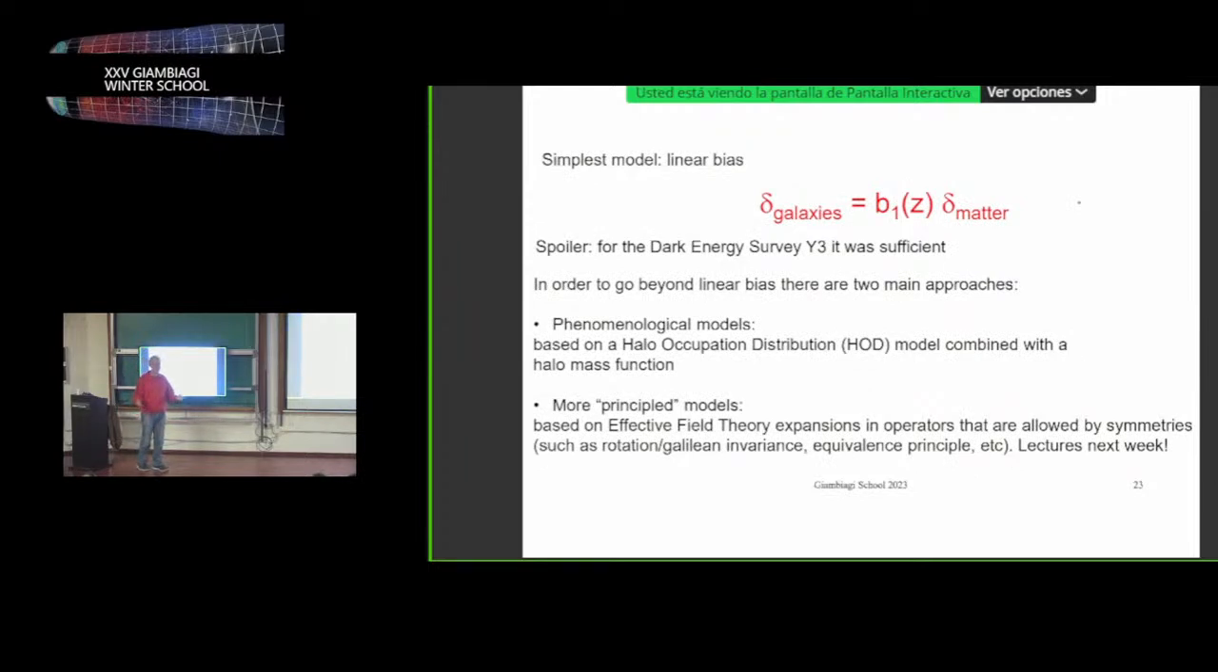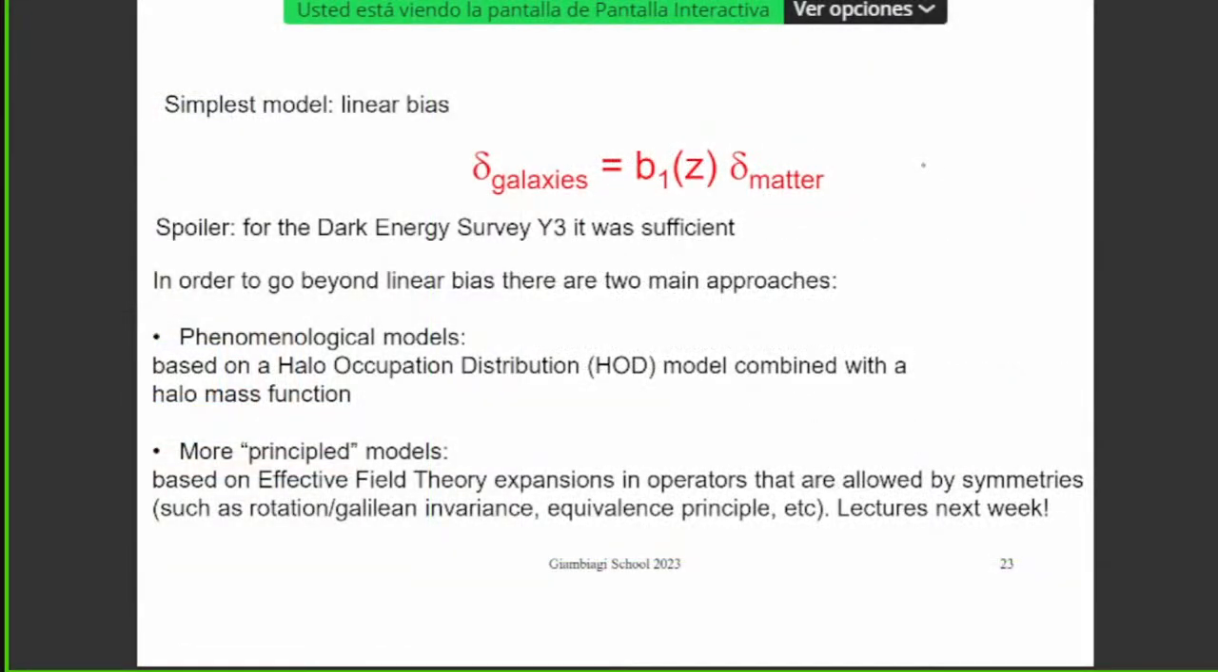Now, what is the simplest model you can imagine? The simplest model, and of course we always start with the simplest model, is what is called a linear bias. It's just saying that there is a linear relation between the perturbations in galaxies and the perturbation in dark matter. And this is called b1, sometimes only b, which can be a function of redshift. So that's what we're doing. I'm talking about Dark Energy Survey more next time. Just a spoiler, we tested different models of bias, but for the Dark Energy Survey third year, the linear bias was sufficient. Now, how do we go beyond this very simple approximation?